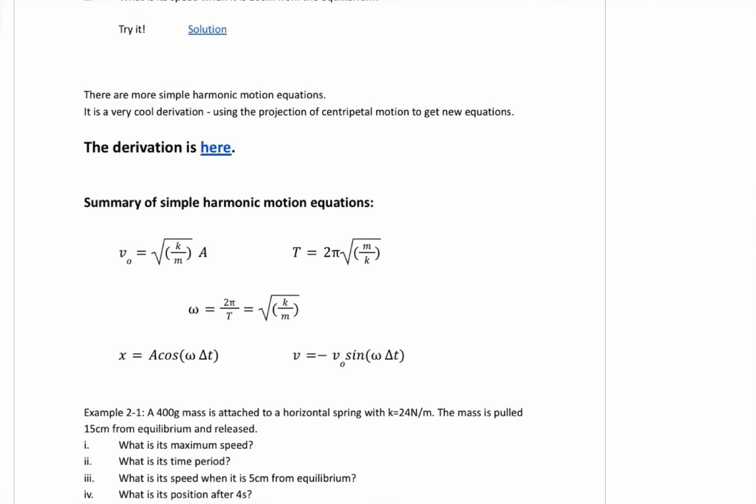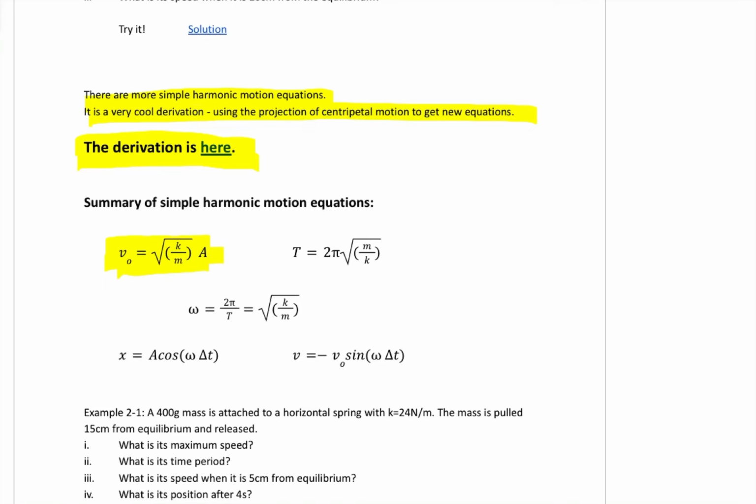There are a whole bunch more simple harmonic motion equations. It's a really cool derivation. It uses centripetal motion and uses this math thing called a projection. I'm going to pause here in this video. I want you to open up this video where I derive the other simple harmonic motion equations. This is the one we've come up with so far.